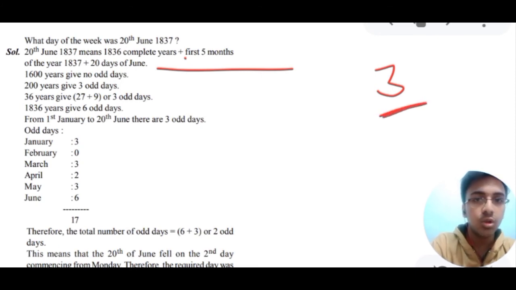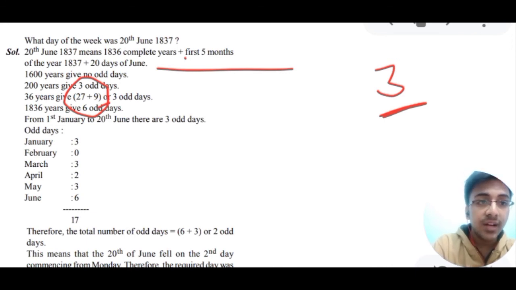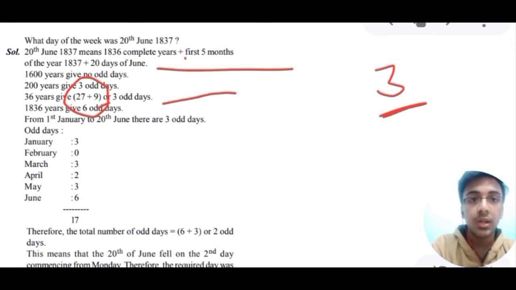Now we have 36 years more. In 36 years, there are 27 ordinary years and 9 leap years. You have to count it manually. You can count it and divide by 4. So 27 ordinary years plus 9 leap years. Or you can say it is 3 odd days. How? Because 27 ordinary years means each year has 1 odd day, so 27 odd days. 9 into 2, because leap years have 2 odd days, so 9 into 2 will be 18. 18 plus 27 divided by 7 will give you a remainder of 3. So that means you have 3 odd days.